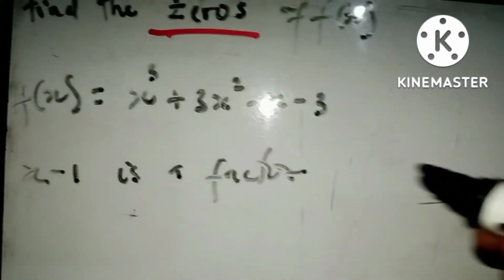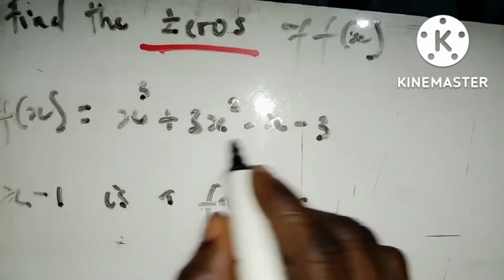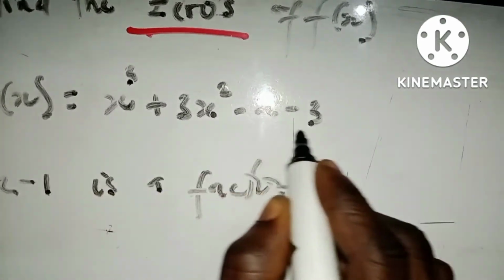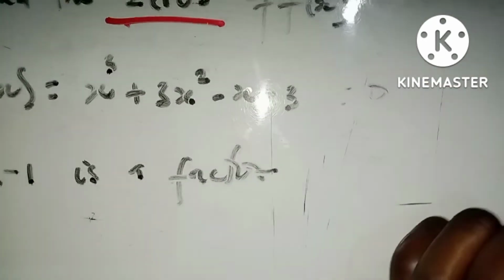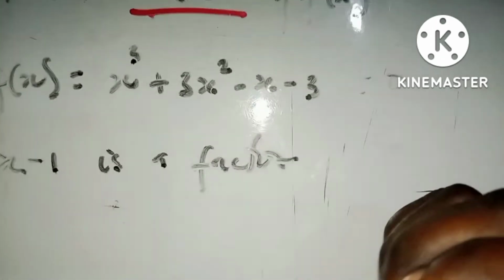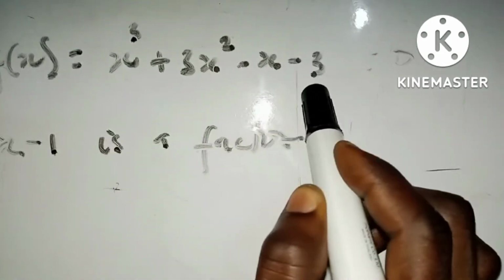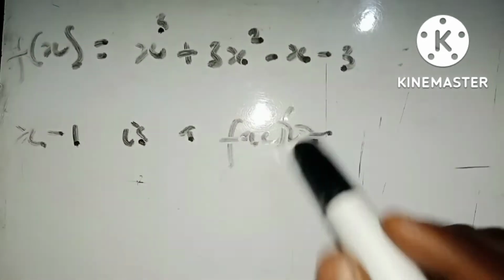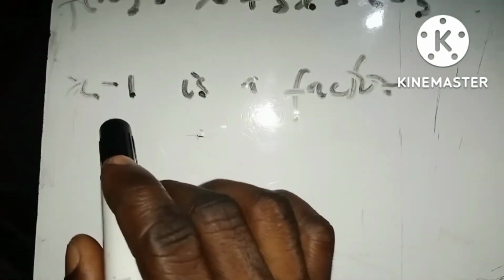Now if you want to find the zeros, you want to find all values of x so that if you put them inside this expression, the answer is equal to 0. That is just the simple definition of the zeros of a polynomial. So the key here is that you must know how to solve this polynomial function. And the question further says that this is a factor. So we are given one factor, which is very fortunate for us.